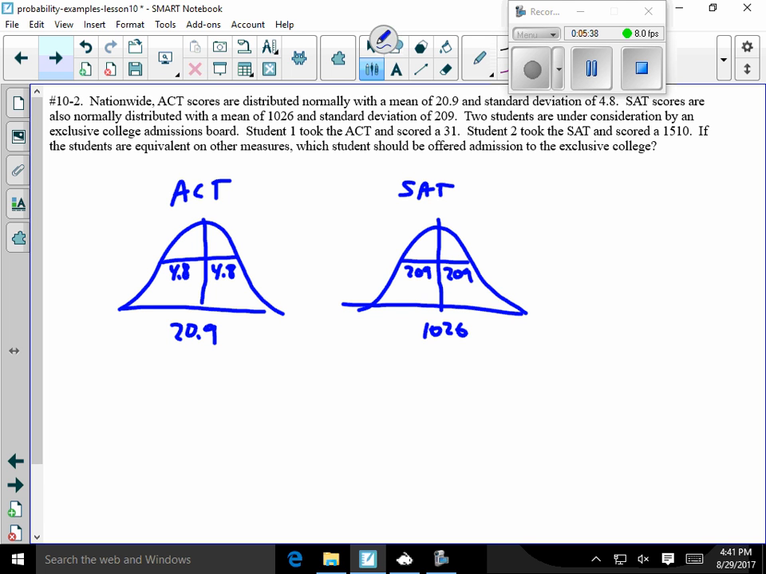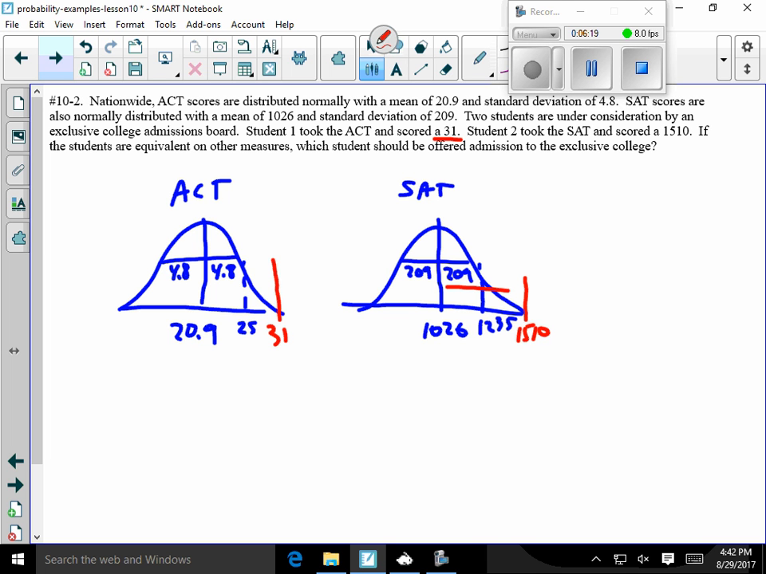Okay, so then we have these two students. The student that took the ACT scored a 31. If I mark this on here, this would be roughly, let's say, approximately 25 here. This one would be 26, and then one standard deviation above the mean would be about 25.7. So this score of 31 for the ACT is definitely more than one standard deviation above the mean. It's somewhere out here, 31, right? And the SAT score of 1510 is also somewhere out here, right?